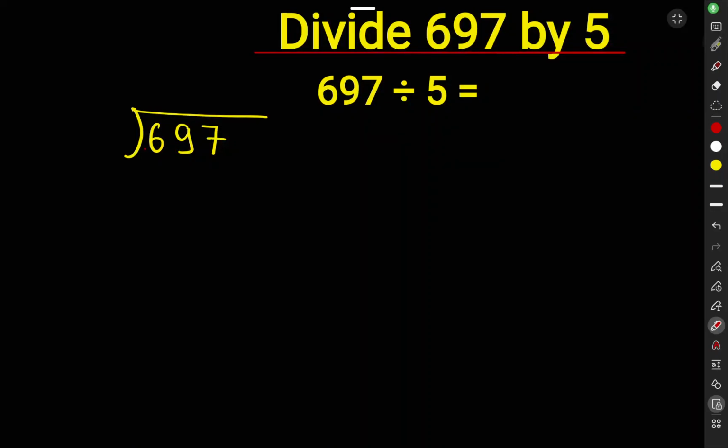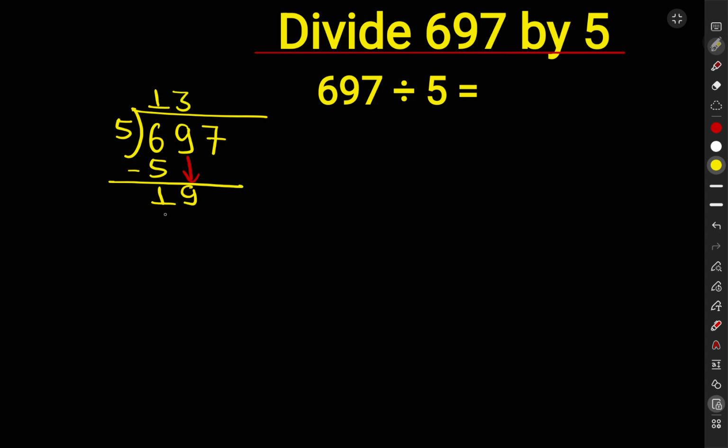We divide 697 by 5 in a long division method. 5 times 1 is 5. On subtracting we get 1. So again we put down this 9 and it is 19.